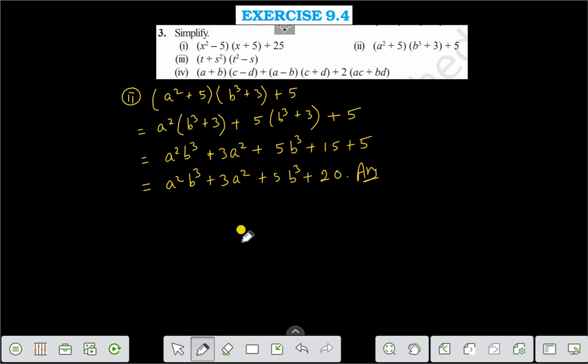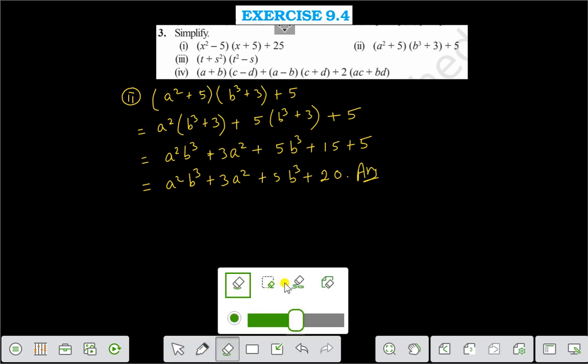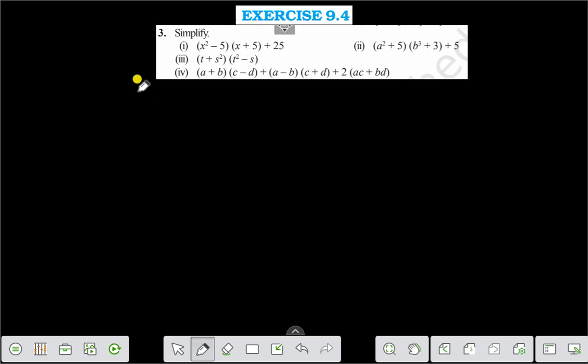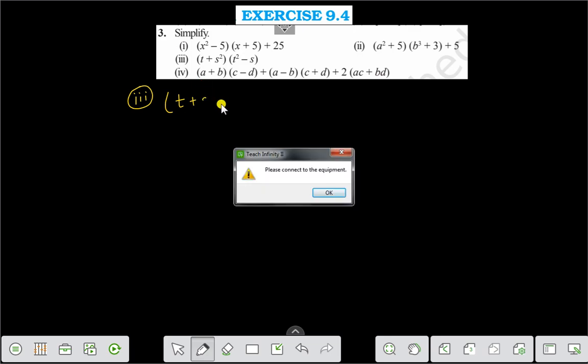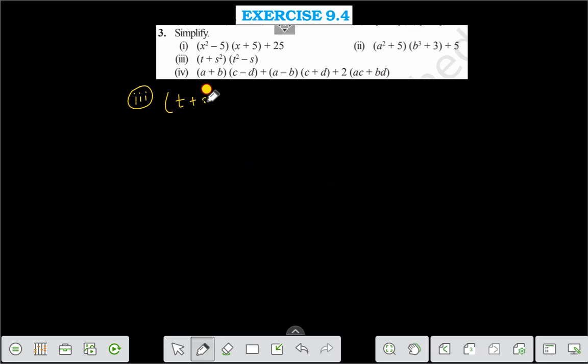Now we solve question number 3. Now question number 3 here you see is t plus s square into t square minus s. This is s square, right?